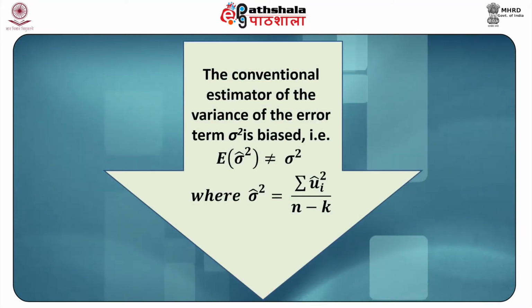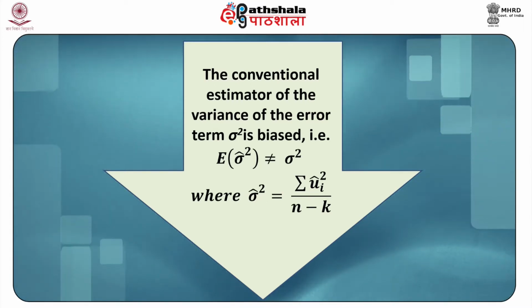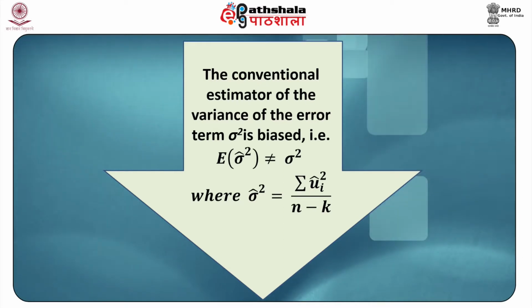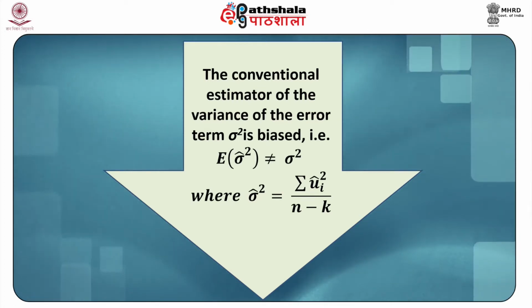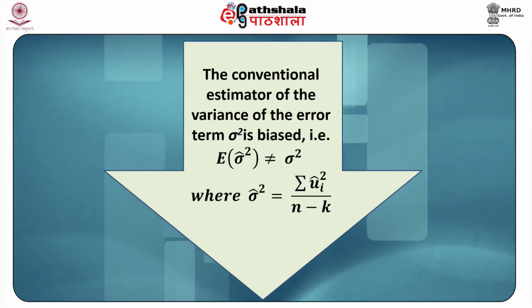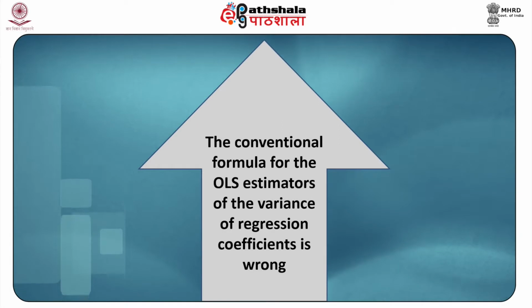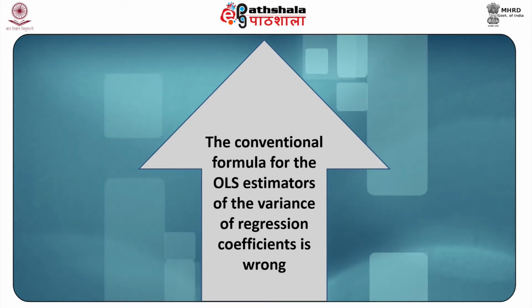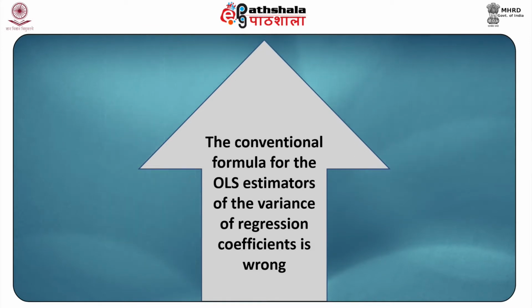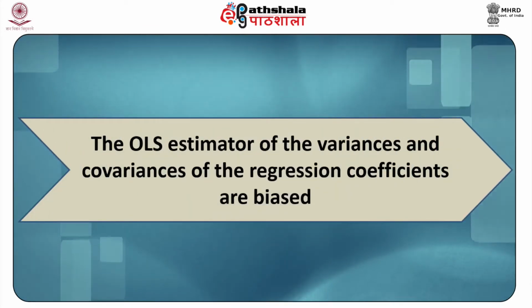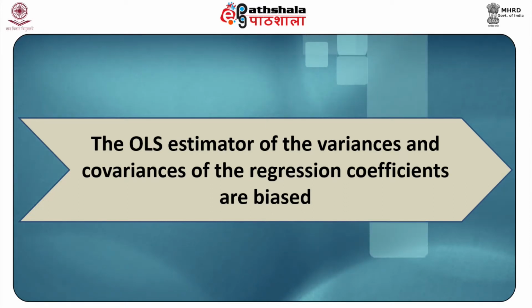The conventional estimator of the variance of the error term sigma square is biased. This is another consequence of heteroscedasticity. It basically means that expected value of sigma hat square is not equal to sigma square, where sigma hat square is equal to sum of mu i hat square upon n minus k. The fourth consequence is that the conventional formula for the OLS estimators of the variance of regression coefficients is wrong. The OLS estimators of the variances and covariances of the regression coefficients are biased.